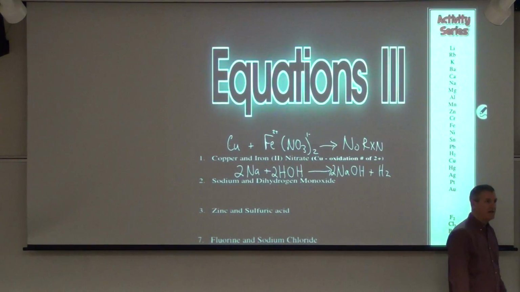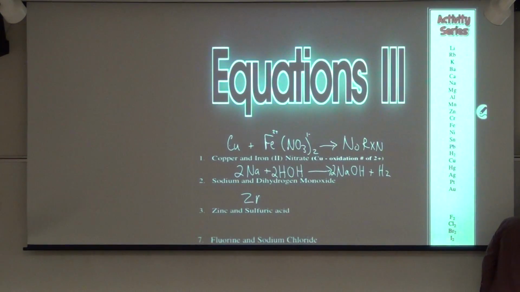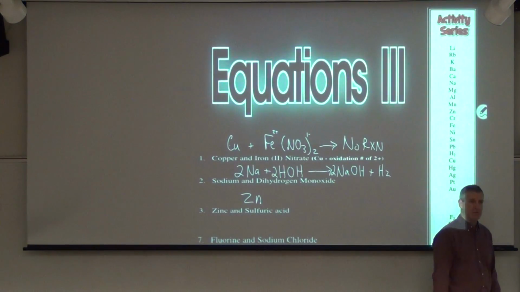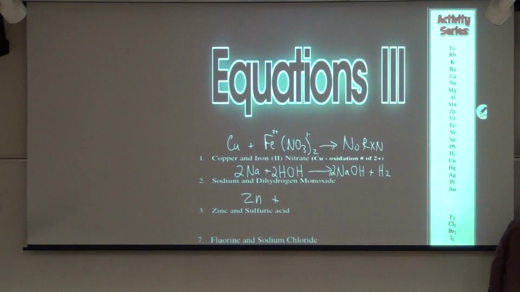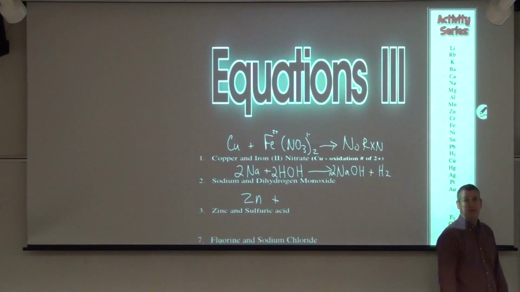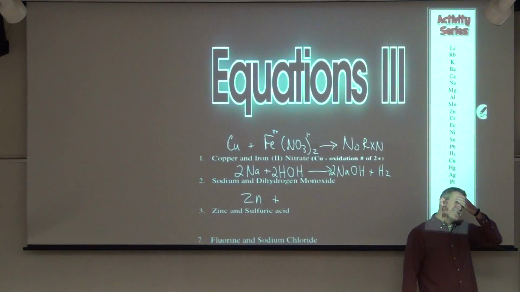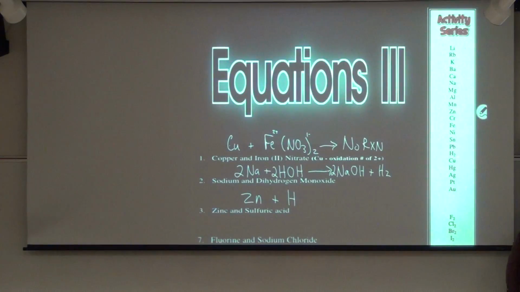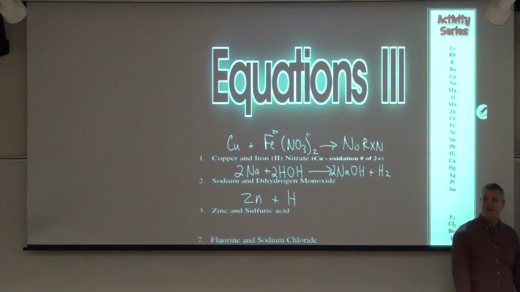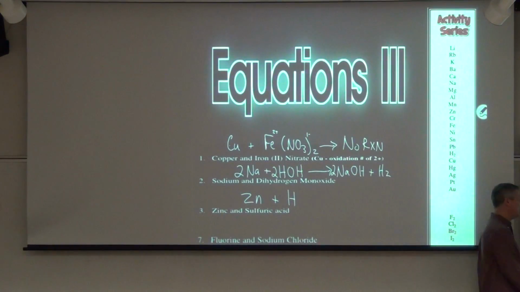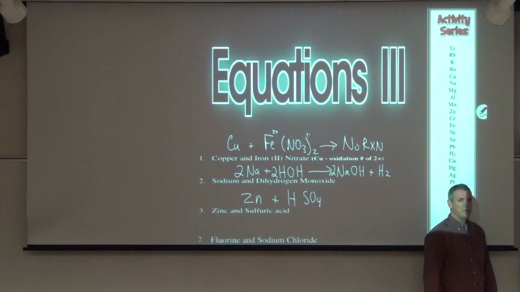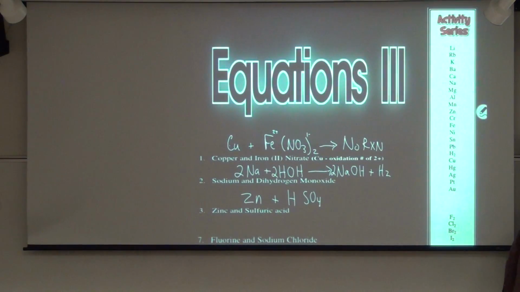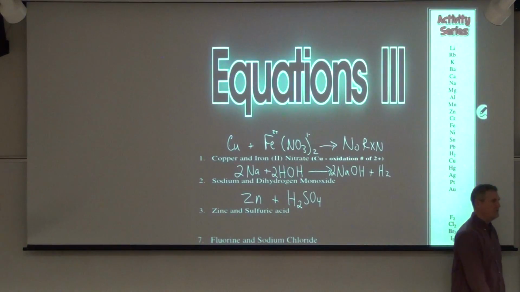Zinc, sulfuric acid. Zinc is just a metal, so we write that just as its element symbol. Sulfuric acid. Those darn acids, what the heck was the formula for sulfuric acid? I know it's an acid, so it's got to have an H. And I know it's sulfuric, so ic means ate, which means it's sulfate ion, so it has to be SO4, which has a 2- charge. So I'm going to need 2 hydrogens.